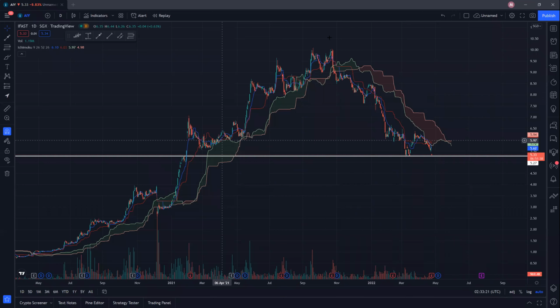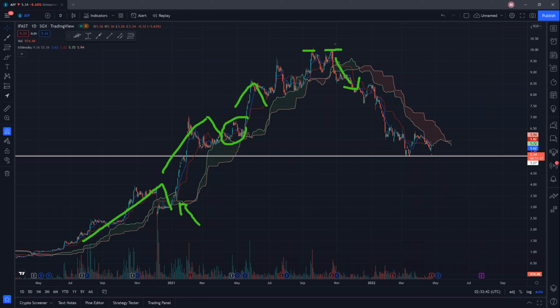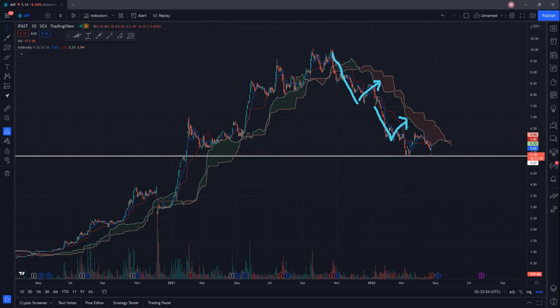On the uptrend, there will be corrective waves. These corrective waves are opportunities to add to your positions. That continued until we had a reversal pattern at a double top, and then iFast went into a downtrend. So now on a downtrend, it's likely that rebounds are opportunities to get out.